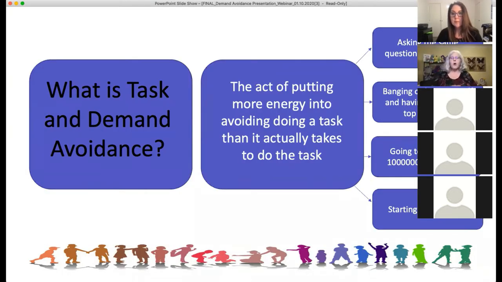So what is task and demand avoidance? It's where kids or young people put more energy into avoiding what you've asked them to do than what it would take to do the task.